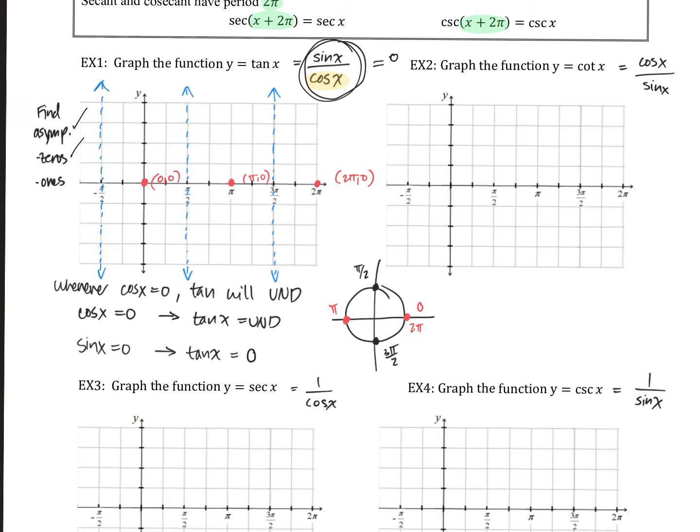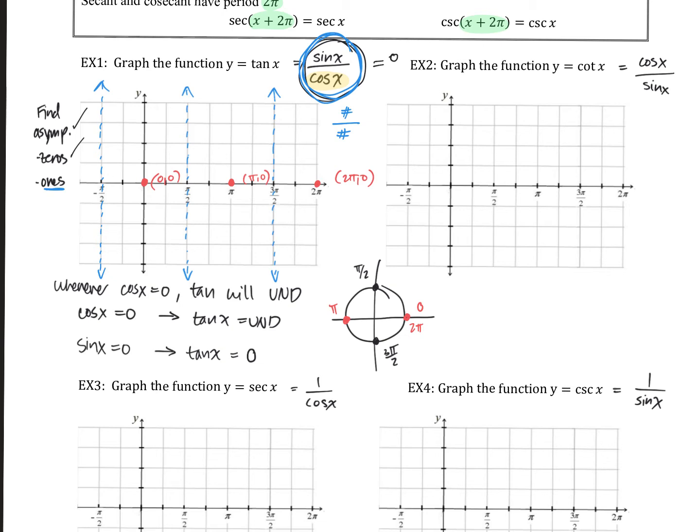Next thing we get to figure out are our 1s. Now the ones are a special case. How do you get 1 if you have a fraction? Well, you get 1 if you have the same number on the top of the fraction as the number you have on the bottom.